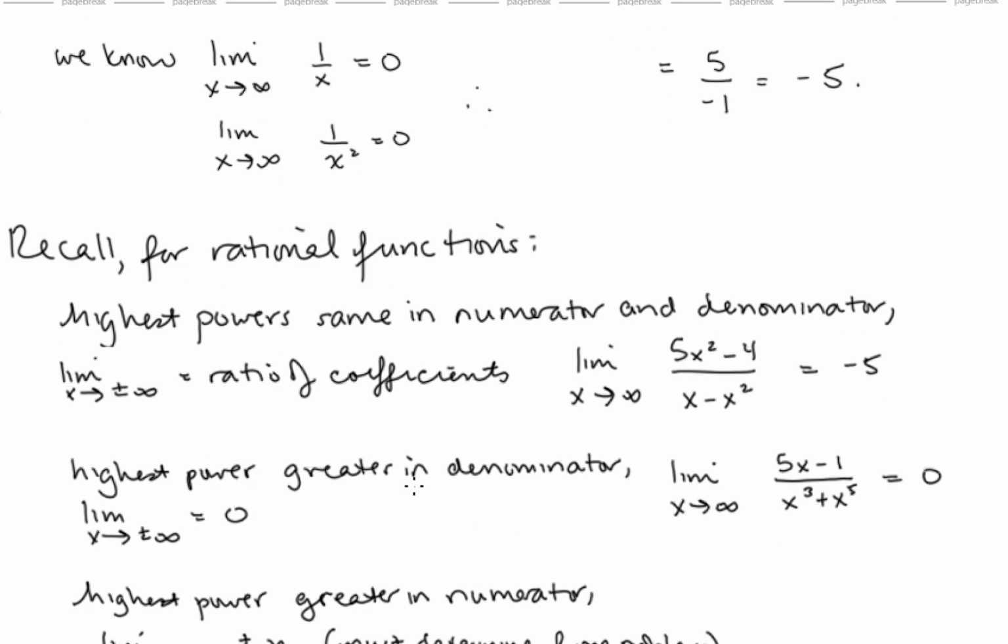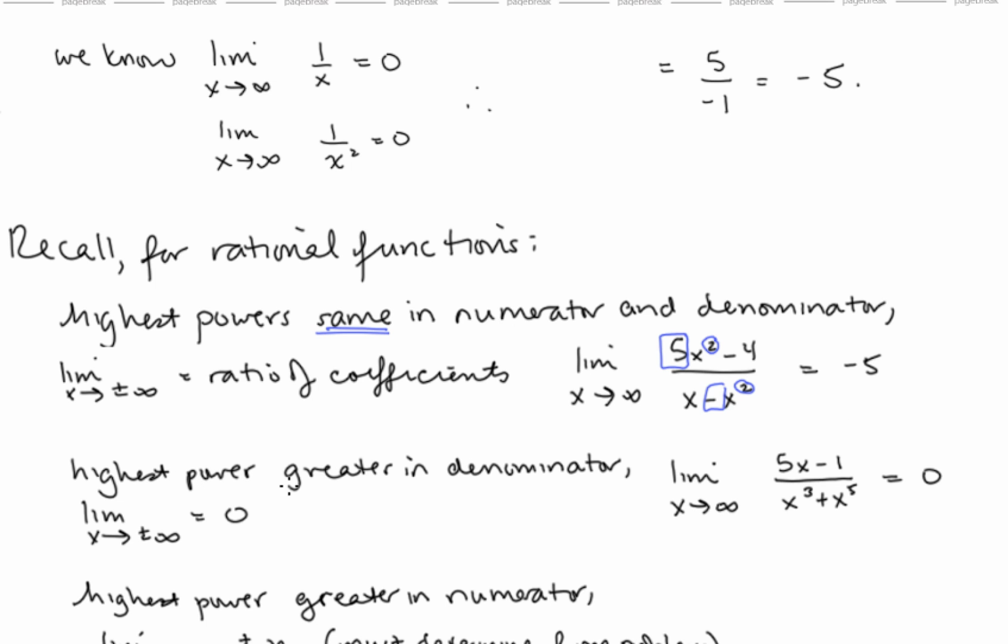Now you might remember rules here for limits with rational functions. When we're taking limits as x goes to positive or negative infinity, and you have the highest powers being the same in the numerator and the denominator, that's what we have here, then our limit is going to be the ratio of the coefficients. So our highest power is 2 here, it's an x squared in both numerator and the denominator, so that's the same. And so we're looking at the ratio of the coefficients, the 5 and the negative 1. And so that's a negative 5.